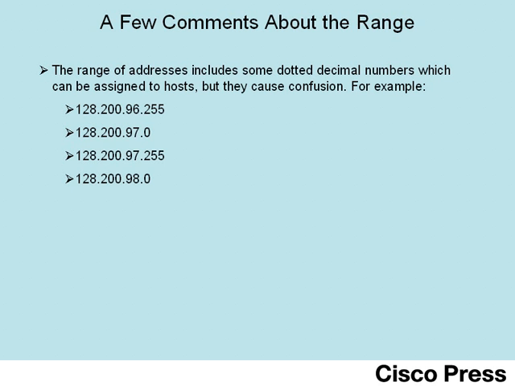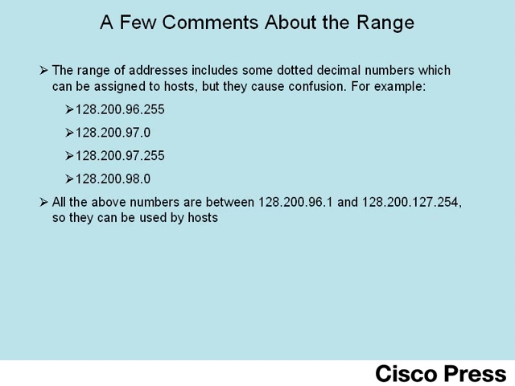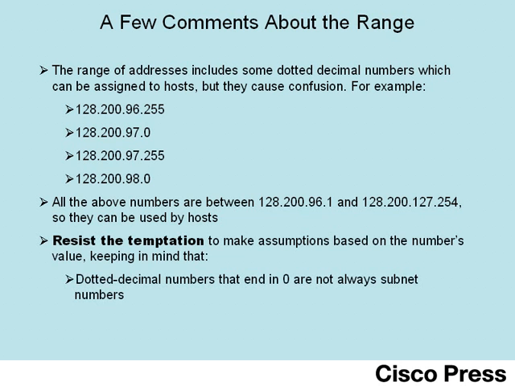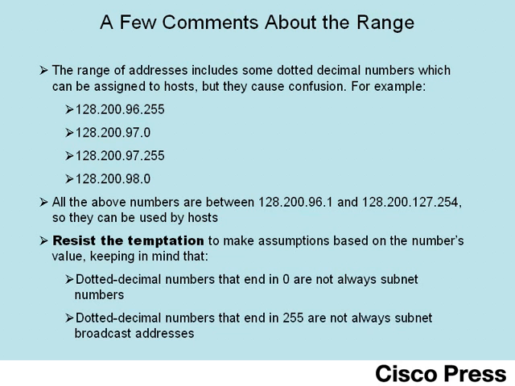Many people might look at those numbers and instantly think that the ones that end in 0 are subnet numbers, and the ones that end in 255 are subnet broadcast addresses. Well, all these numbers are valid assignable IP addresses. You can configure them on hosts in the subnet that we just looked at, and they work just fine. So, try to resist the temptation to make assumptions about dotted decimal numbers, particularly because not all numbers that end in 0 are subnet numbers, and not all dotted decimal numbers that end in 255 are subnet broadcast addresses.